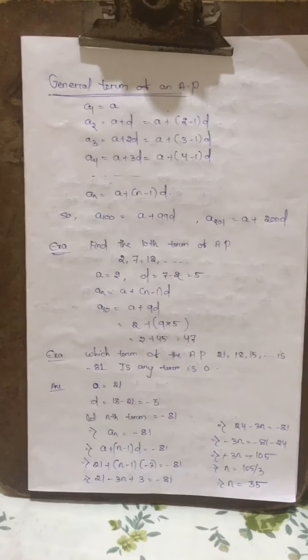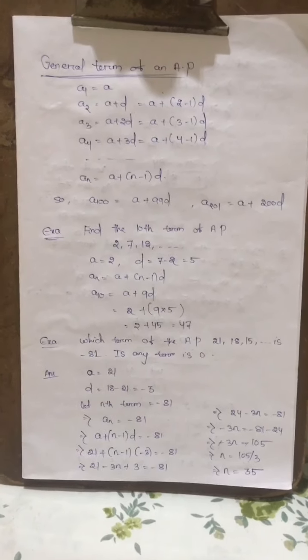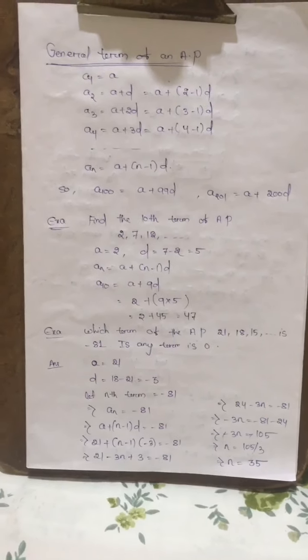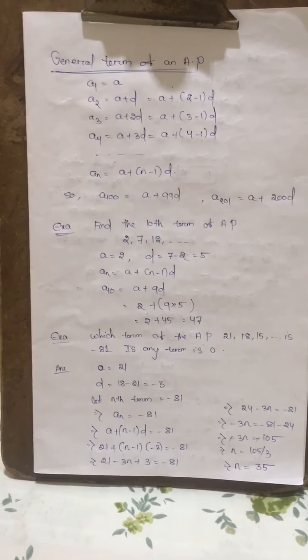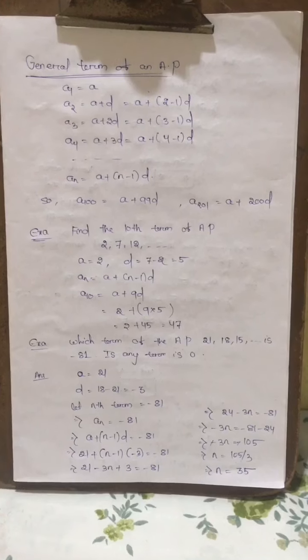So students, last class we saw how to check whether a series is an AP or not. Next we'll see how you find out the terms of an AP. Suppose I tell you to find out the 100th term or the 40th term or the 200th term of an AP, how are you going to find that term?